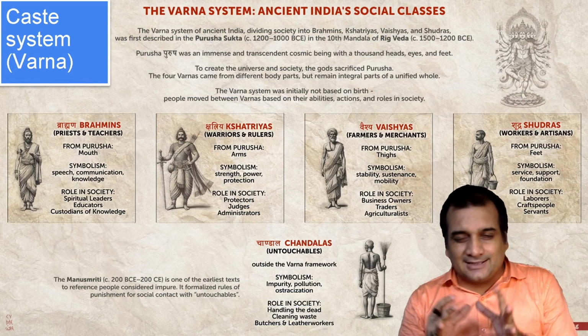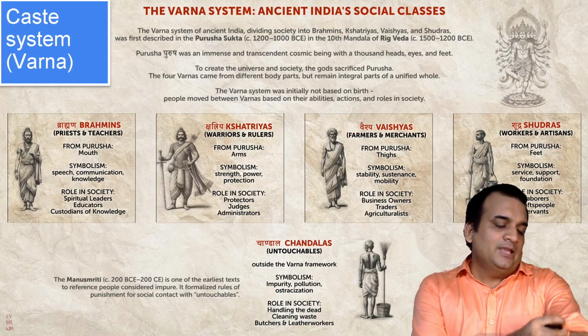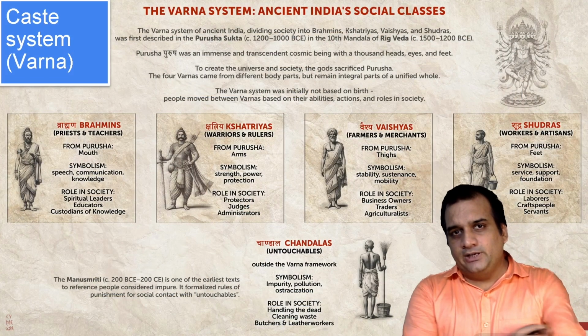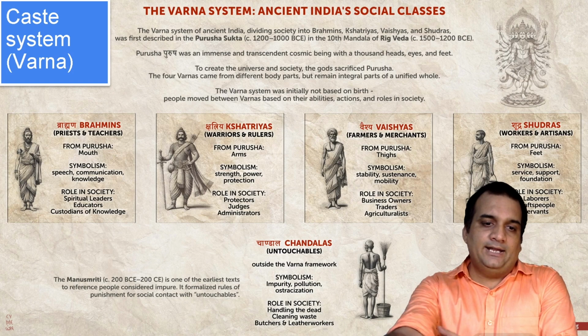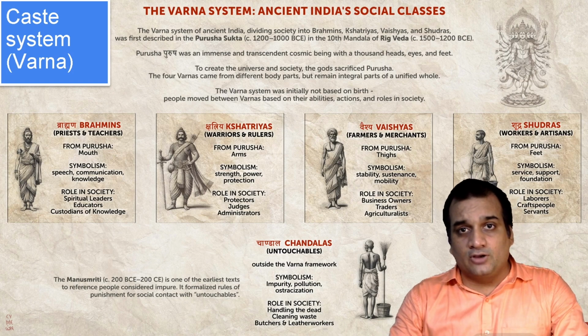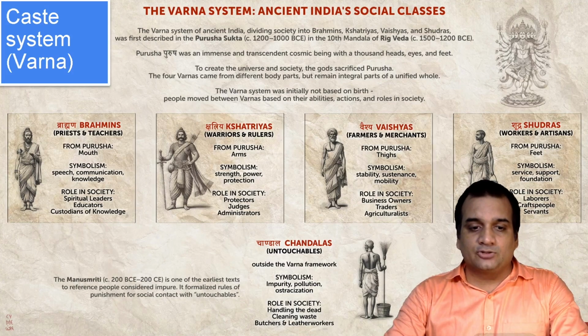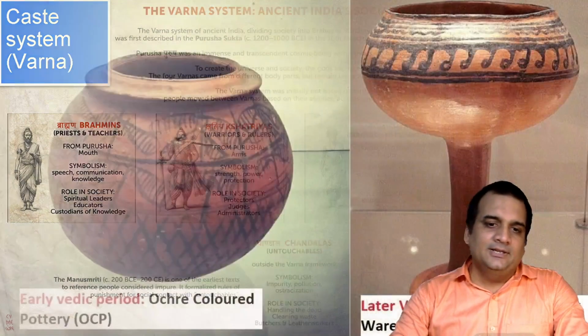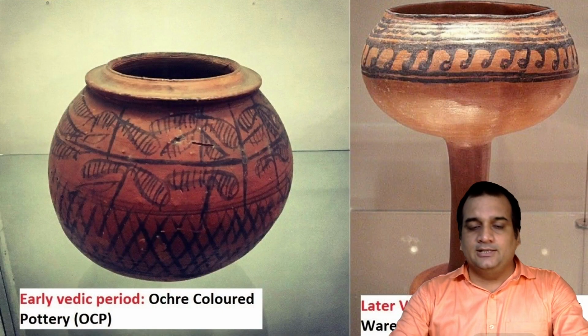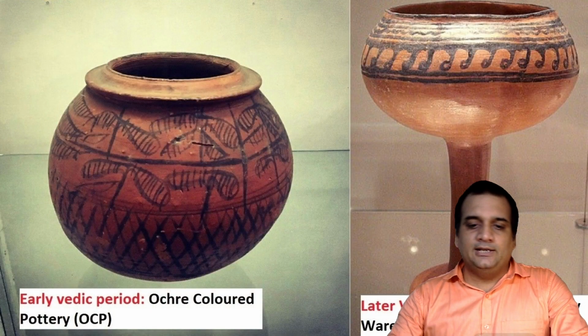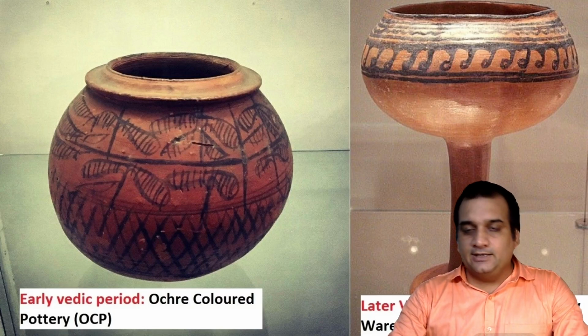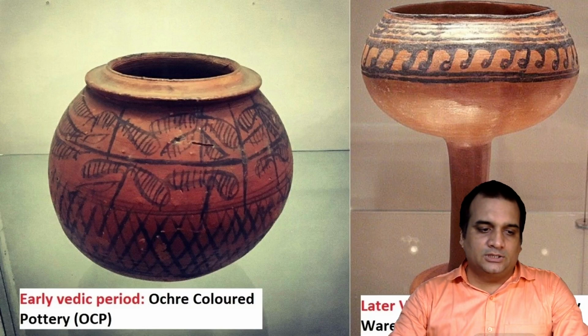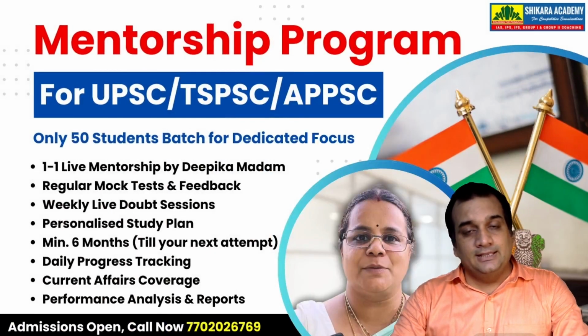There is a slight change in the Varna system: in the early Vedic period we saw it was dependent on the basis of karma, not on the basis of birth. There will be some changes here. We'll also be seeing the change in pottery. In the later Vedic period, now we have the painted grey ware, not the ochre colored pottery that was in the early Vedic period.